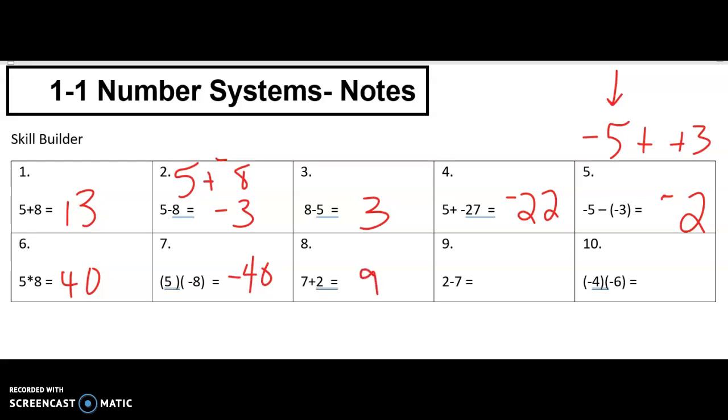7 plus 2 is 9. 2 minus 7, keep, change, flip. Different signs, subtract. 7 minus 2 is 5. Take sign of bigger looking number, it's a negative 5. Number 10, a negative times a negative is a positive, so it's a positive 24.